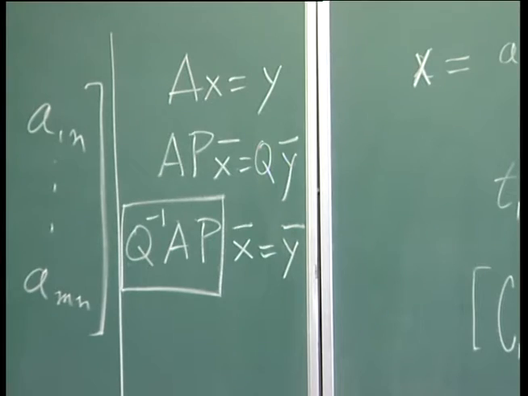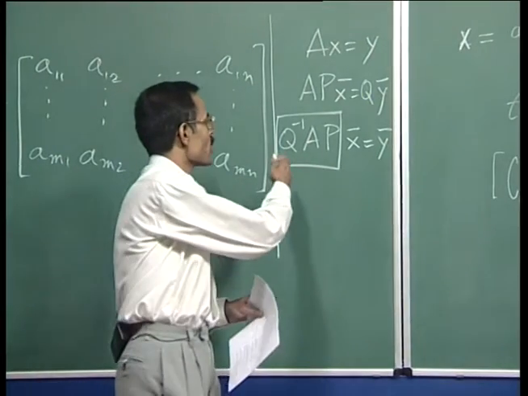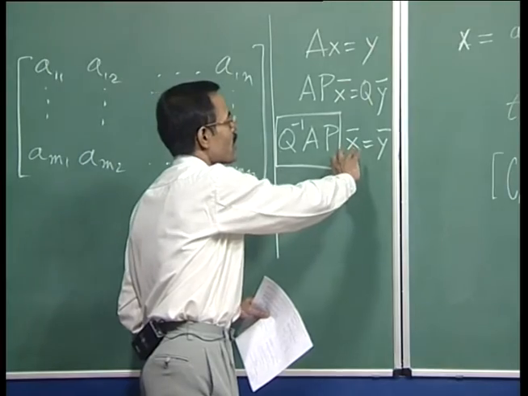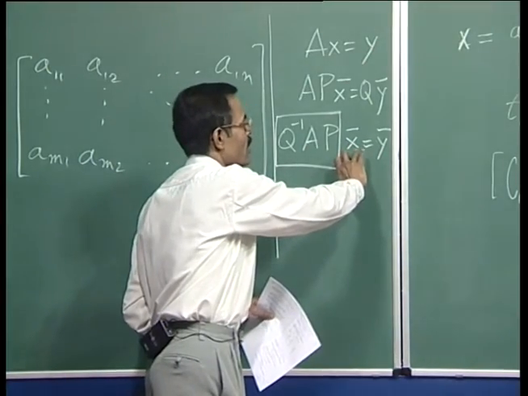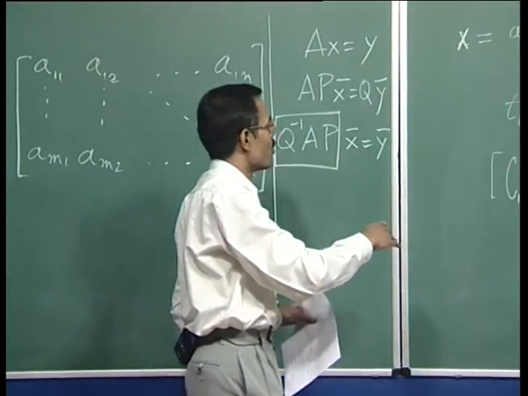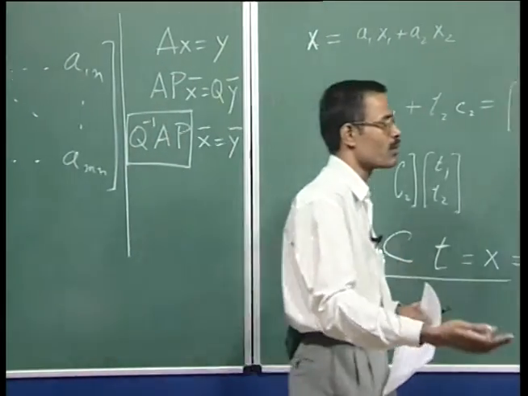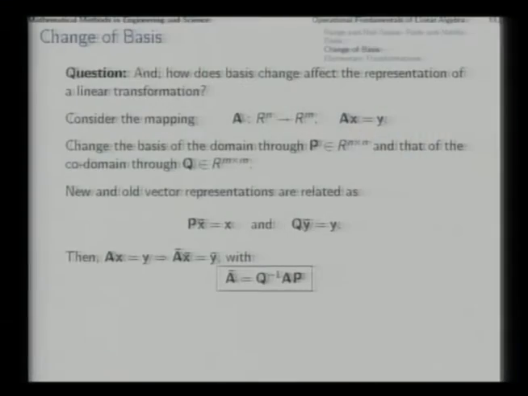That means, it will describe the same linear transformation as the bases in the domain and in the codomain have been changed to P and Q respectively. And formally we say that the new matrix representation of that same old linear transformation will be Q inverse A P.